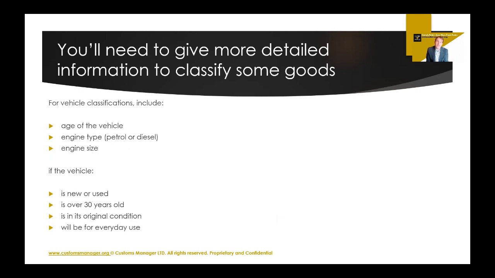And then finally, for vehicle classification, we need the age of the vehicle, the engine type, and the engine size. And also what matters, we need to know if it's new or used. If it's over 30 years old, we will get that with the age of the vehicle, because that then gets into the antique area. Is it in its original condition, or will it be for everyday use, or does it have a specialized use? A race car, for example, is different from a day-to-day car.